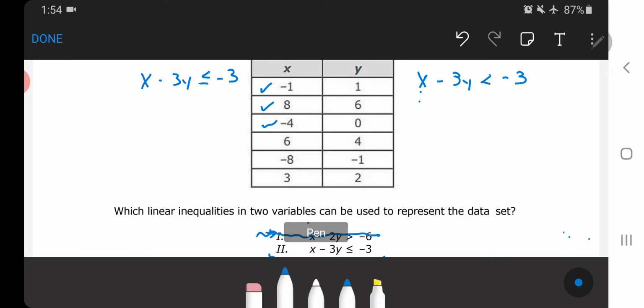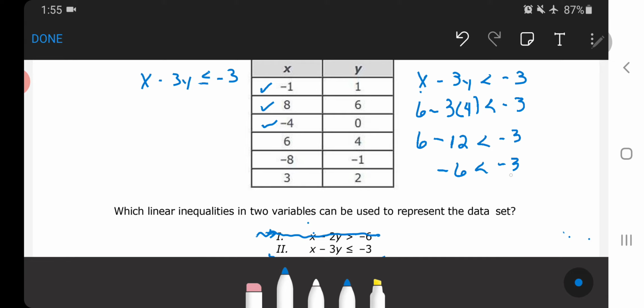We've got 6 minus 3 times 4 is less than negative 3. So 6 minus, well, 3 times 4 is 12, less than negative 3. And 6 minus 12 is negative 6. And is negative 6 less than negative 3? That does make a true statement. And negative 6, of course, is less than or equal to negative 3. So that point works out.